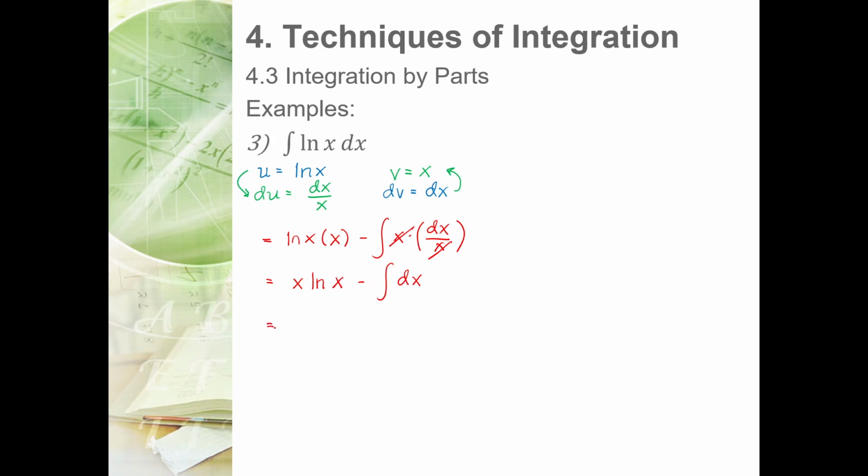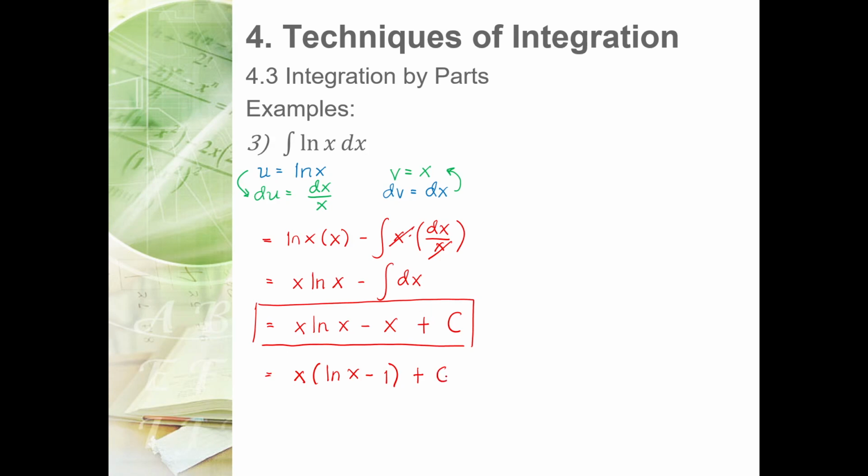So simple, right? We have x ln x minus x plus c. So you can have this answer, or if you want to factor out x, you can also do that: x times ln x minus 1, plus c. So that is also a possible answer.